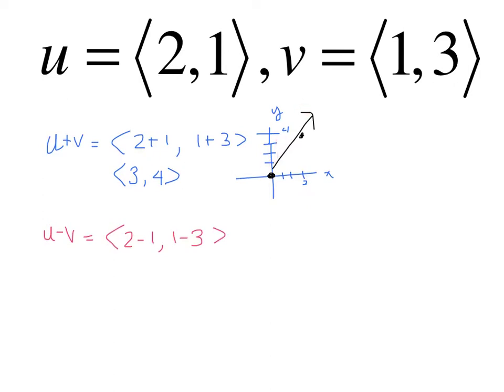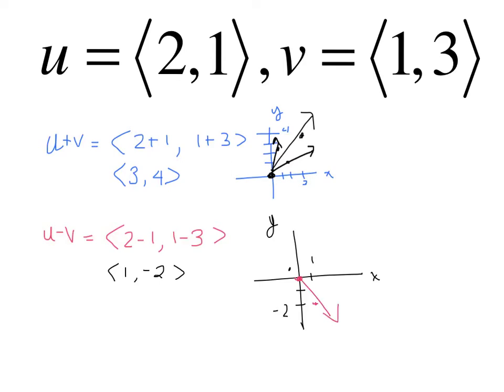So if I were to graph 2, 1, here's 2, 1, and 1, 3. In between them is the resultant vector of the sum of u and v. So that's what's going on here. So here I have 2 minus 1, 1, 1 minus 3, negative 2. Let's go ahead and graph that. Remember, we start with the origin because this is in component form, and then terminal point.